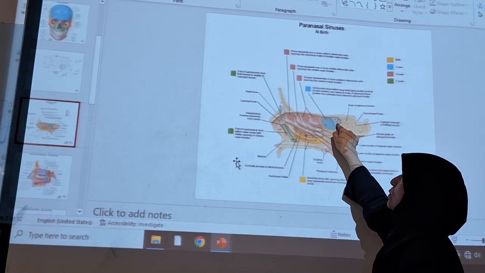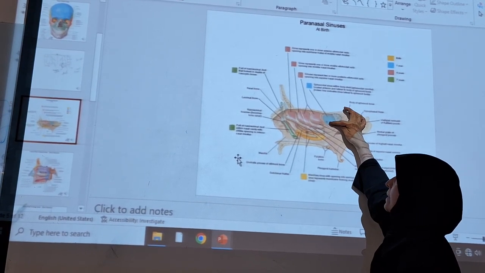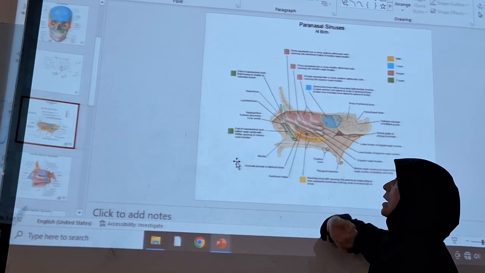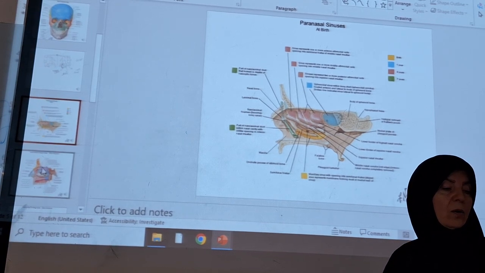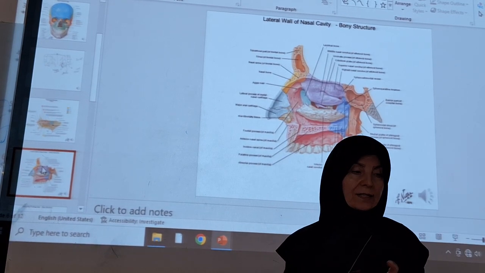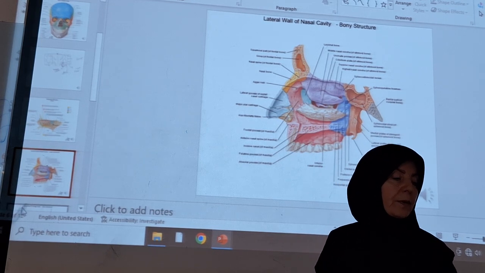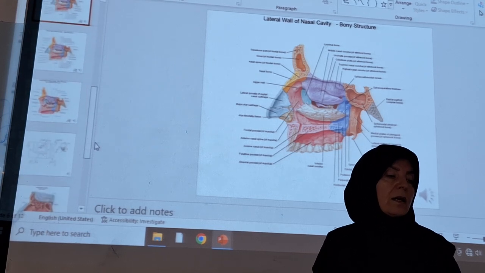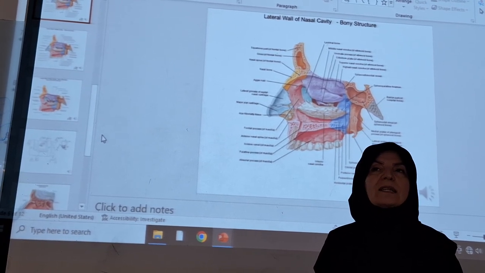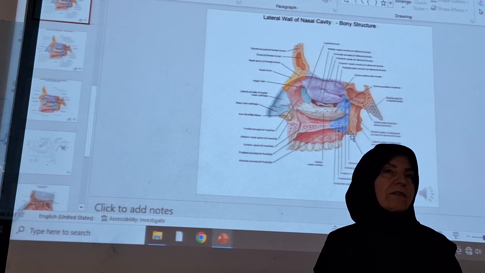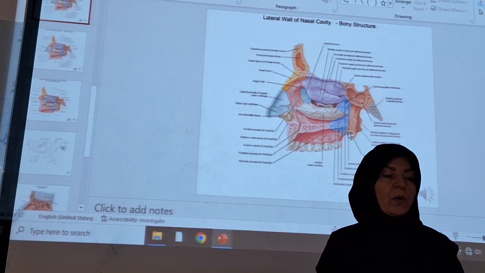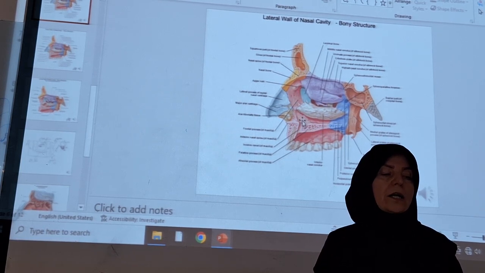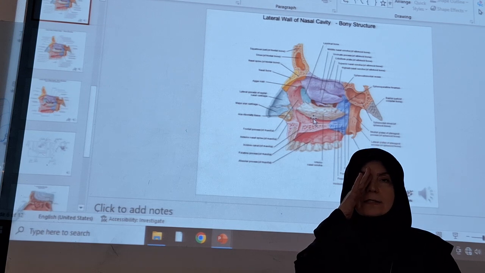Here, you are going to look at the sphenoid sinus, and the opening of the sphenoid sinus opens to the sphenoethmoidal recess. Now, this picture is important. Please pay attention. Look at the picture carefully. Which bones participate in the lateral surface of the nasal cavity? Look at the bone. This red color is going to remind you of the maxillary bone, the lateral surface.